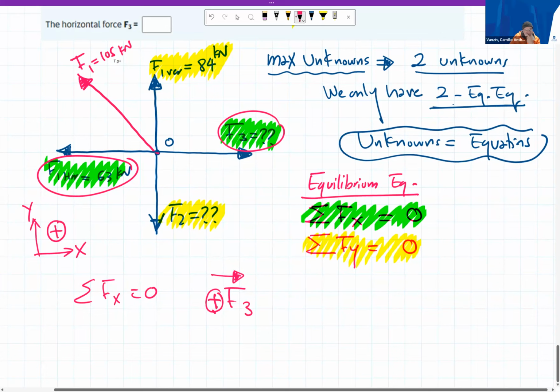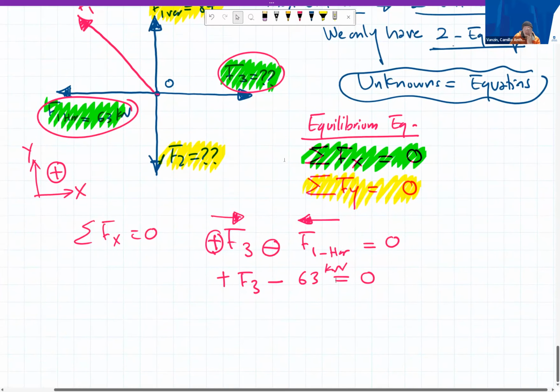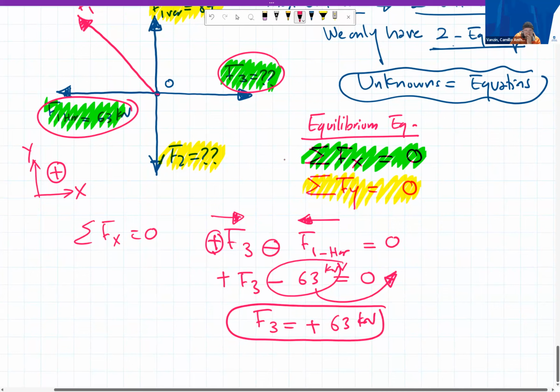What about the other force? It's negative. So why negative? Because it is to the left. These two together should be equal to what? 0. So we have positive F3 minus 63 kilonewton. How much is F3 now? This will go to the other side, to the right side, so it becomes positive 63 kilonewton.